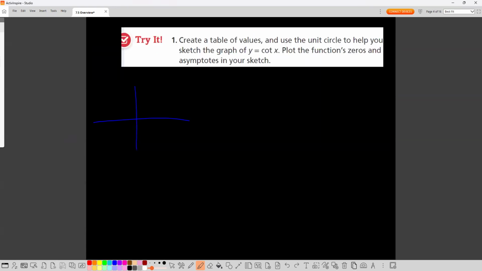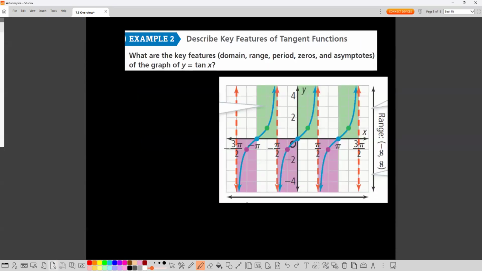Let's see. After that, just somewhat quickly, just so you have the general idea. For your key features, negatives, positives, this graph for my tangent will always be increasing, always. You do have those asymptotes in there that we talked about on the previous slide. The period, how long does it take to finish this cycle? From negative pi over 2 to pi over 2? That's a pi.